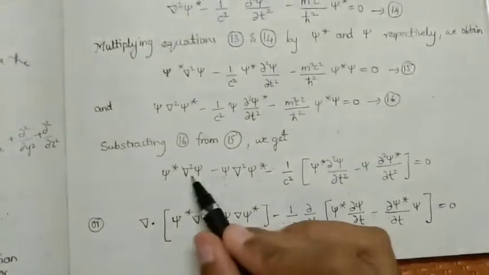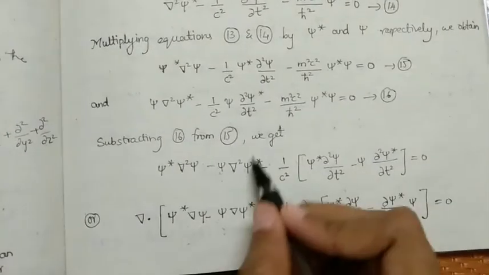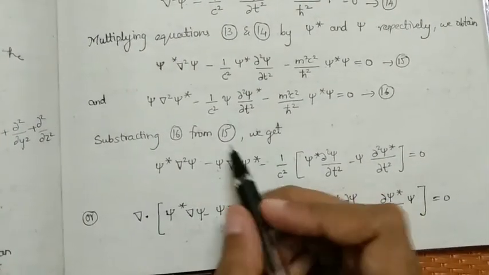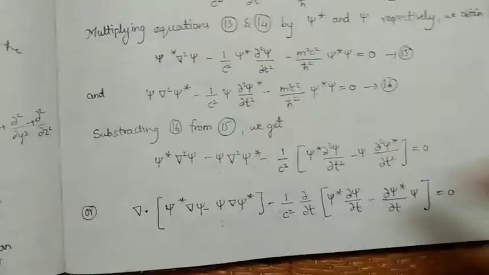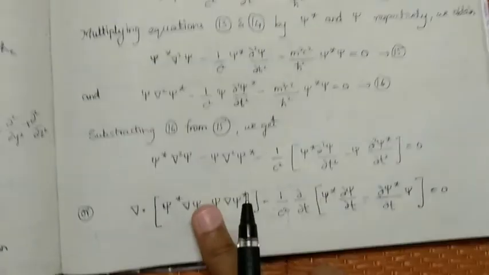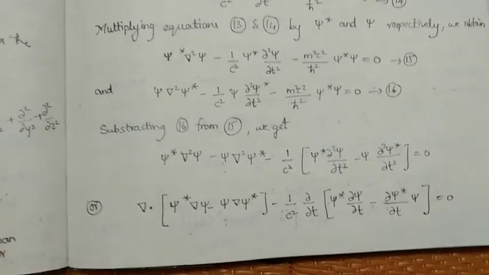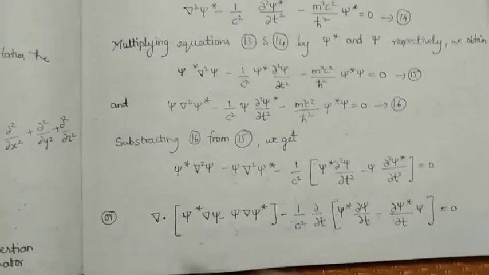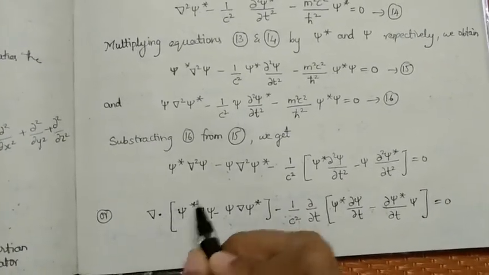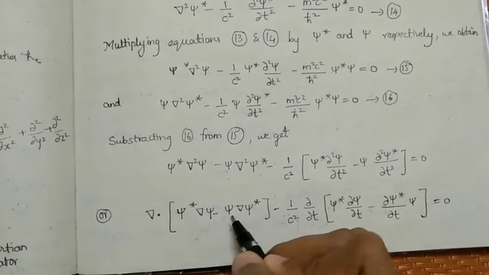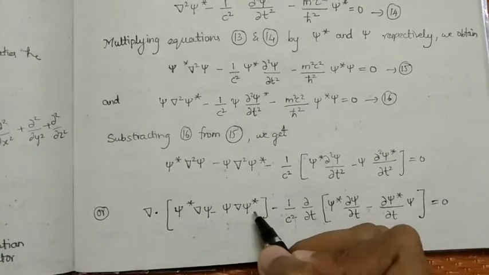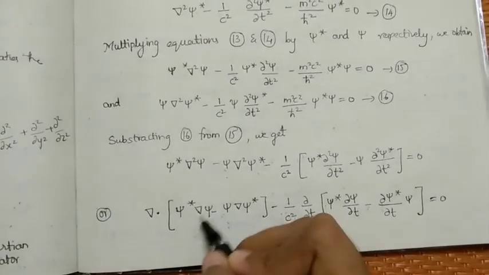And next thing is, we can write this term as the divergence of xi star del xi minus xi del xi star. So that means this is nothing but gradient.